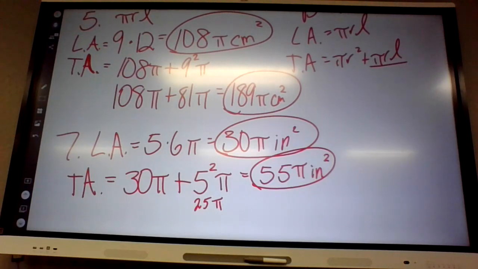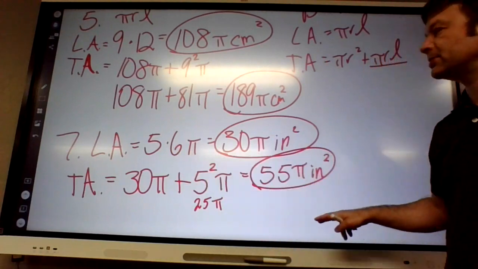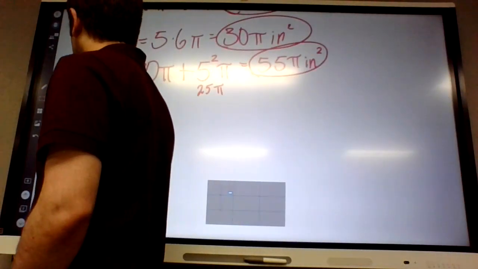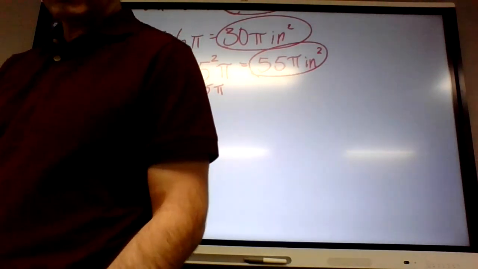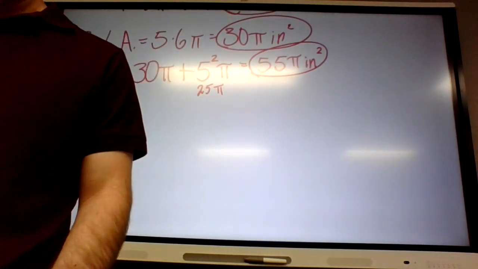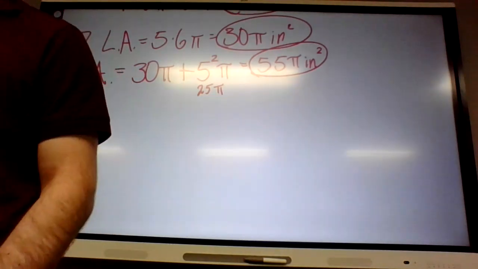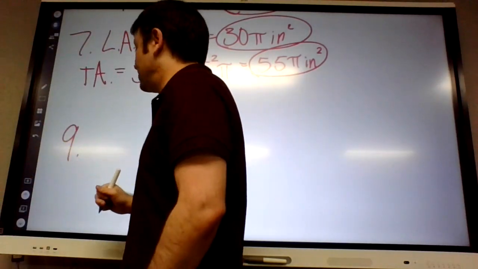Let's go ahead and show a little bit of work. You don't have to show everything, but 5 times 6 pi, that's enough. Number 9. Find the lateral surface area and surface area of each regular pyramid. So it's the same thing, it's just pyramids.